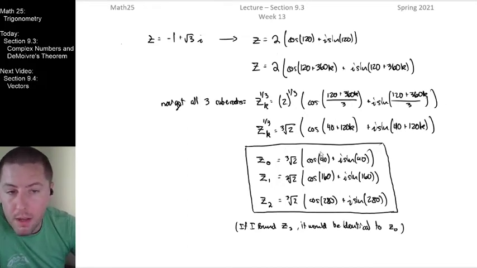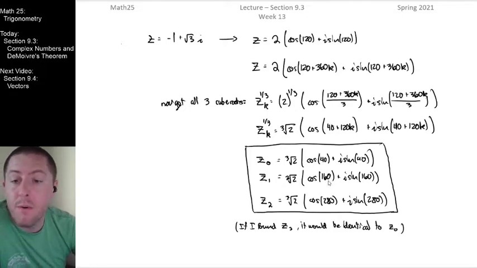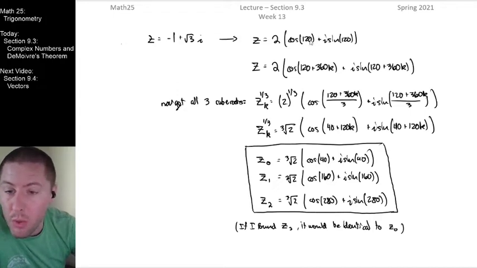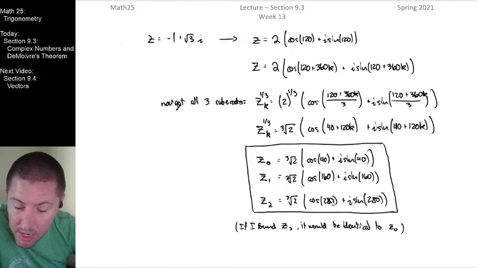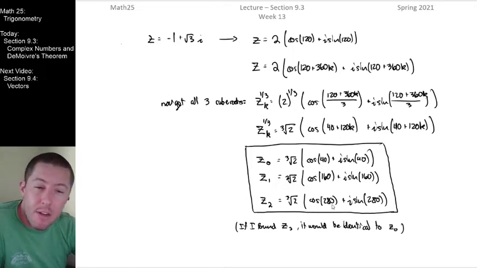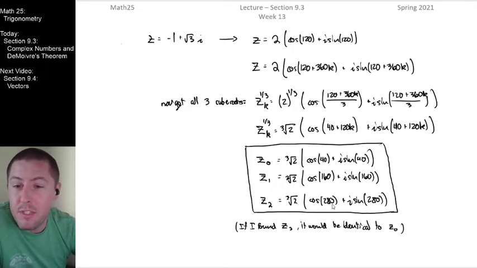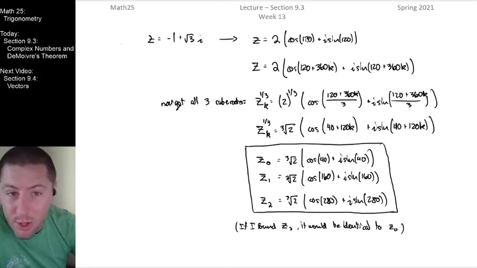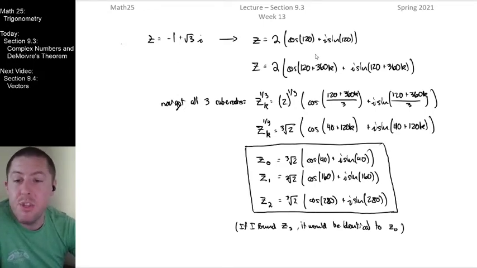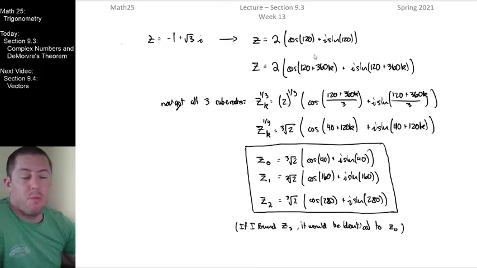If I cube this number, that means I'm multiplying the inner terms by 3. 40 times 3 is 120. 160 times 3 is 480, which is coterminal with 120 because you subtract off 360. 280 times 3 is 840, and if you subtract off 720, that is coterminal with 120. So it gives you exactly the correct locations when you cube them.